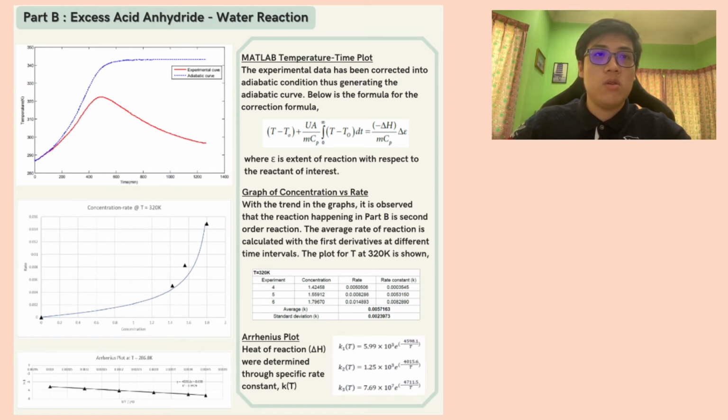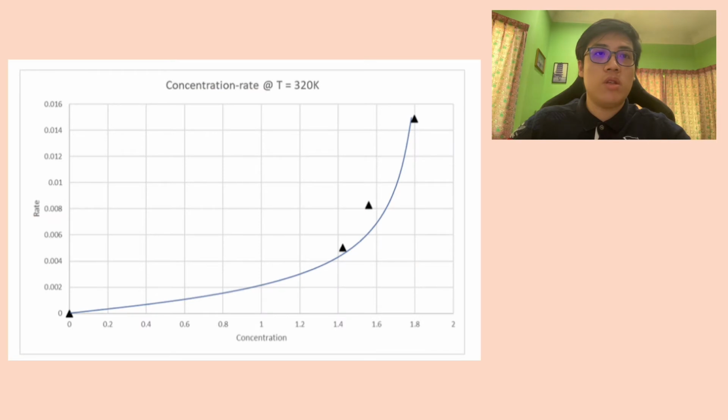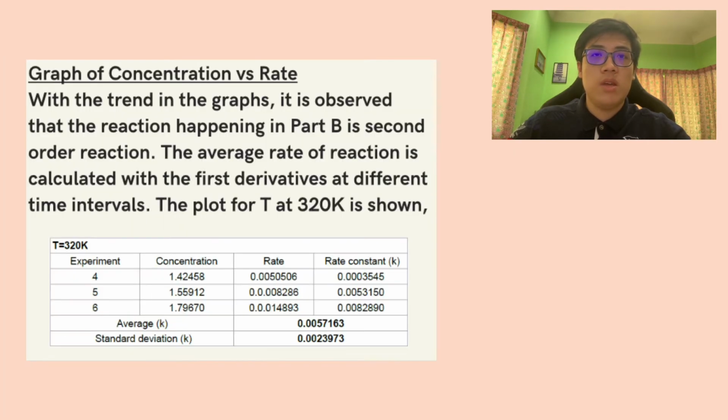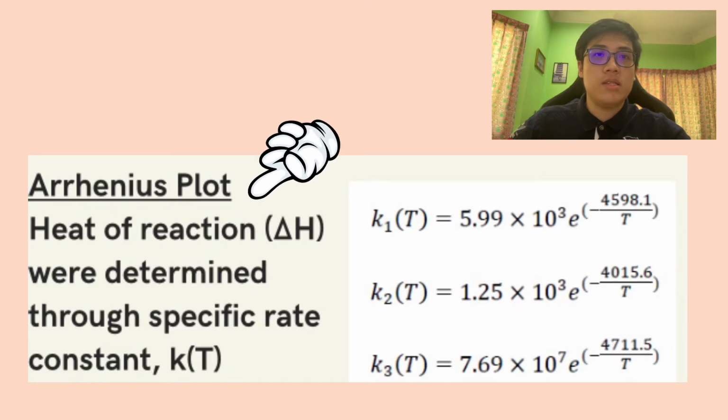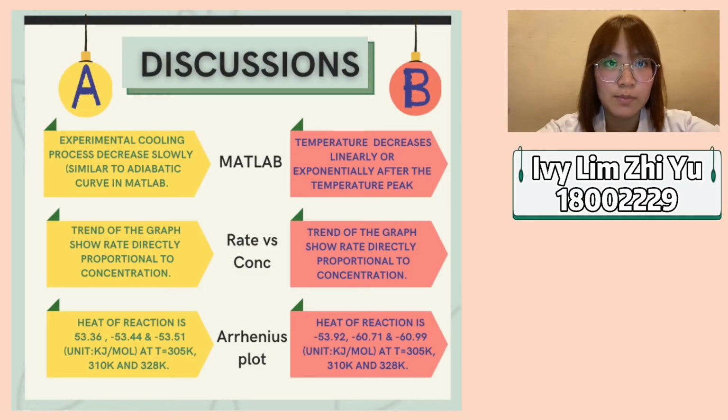Secondly, with the concentration-time plots, the average rates of reaction for all the experimental runs were determined, and it is observed that the trend in the concentration plots shows that the reaction in Part B follows a second-order reaction process. All concentration-rate graphs were done under 320 K, 325 K, and 340 K respectively, and thirdly, the heat of reaction is then determined using the Arrhenius plot using the equation shown. All three Arrhenius graphs show the same trend. For experiments A and B, the observations obtained are new and surprising, as stated by the article.